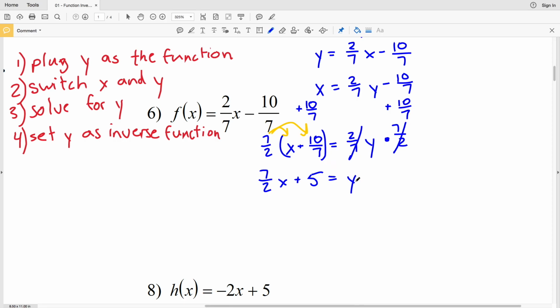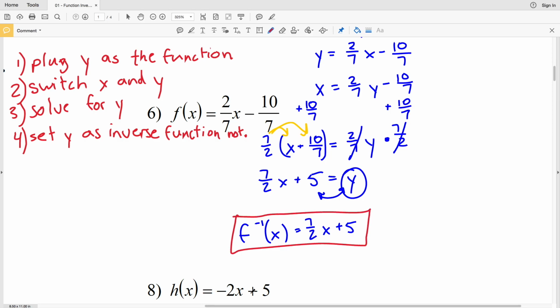Now I just have to set y as the inverse function. However, before I do that, I'm just going to flip this equation around so that I have y on the left-hand side. But as I do that, I'm going to set y as the inverse function, and then I'll put NOT to help us remember that we're just writing it in a different notation. So because this function is f of x, we'll have the inverse of f of x equal to 7/2 x plus 5, or 5 plus 7/2 x. That is my solution in number 6.